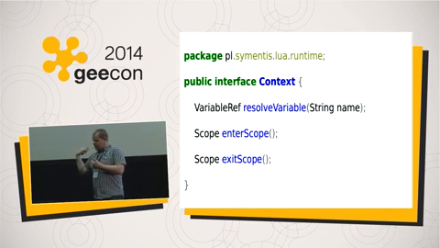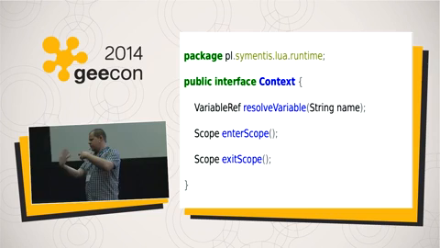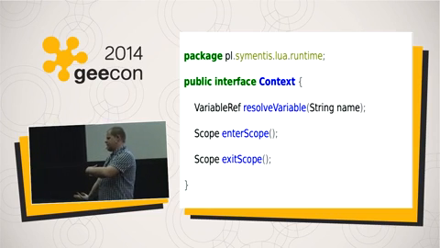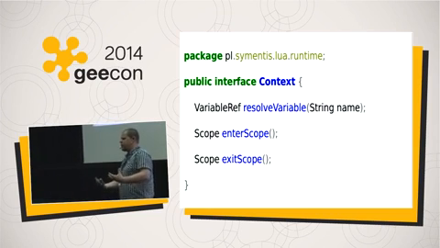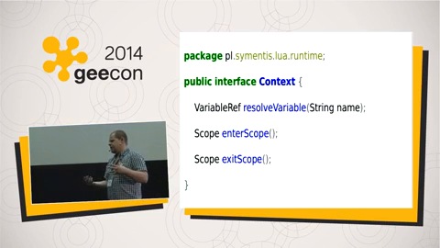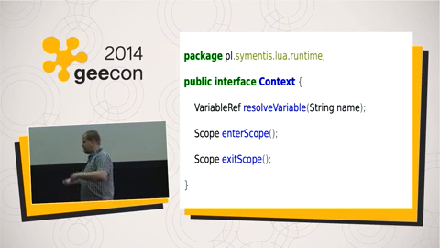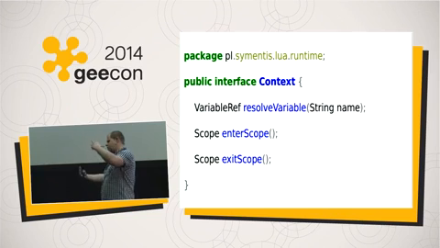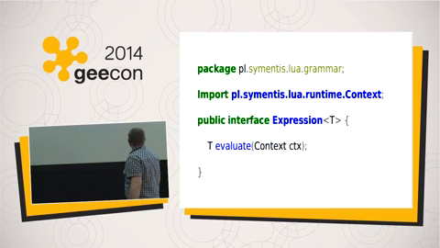For example, in Lua, you have a scope, and within the scope you can have another scope. And a scope is a container for your variables. So how do you model this in the interpreter? You can have nested scopes pretty easily.